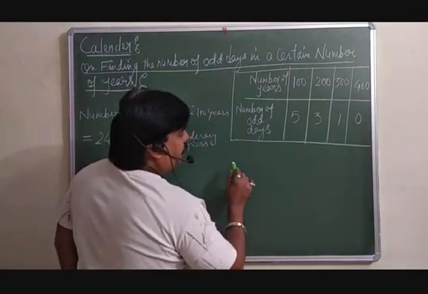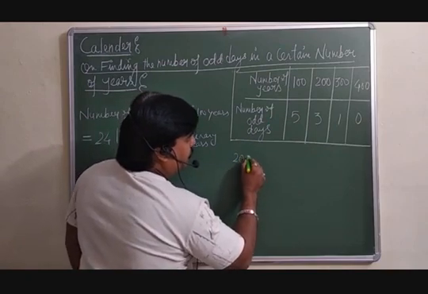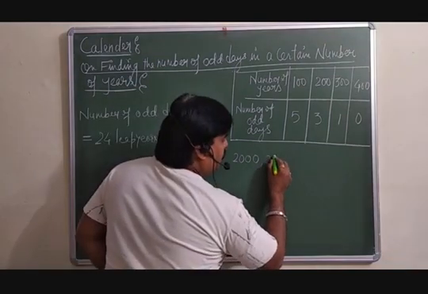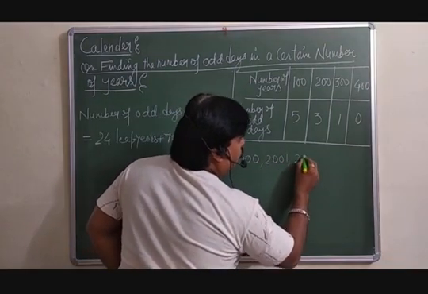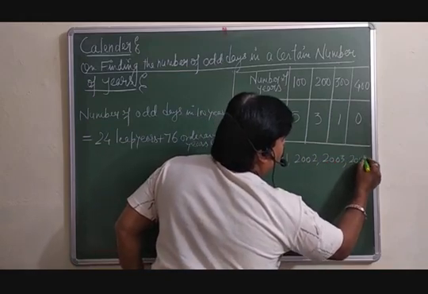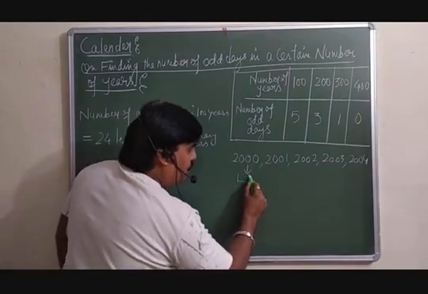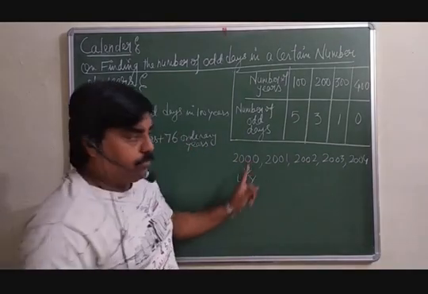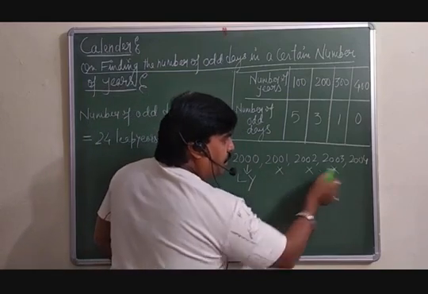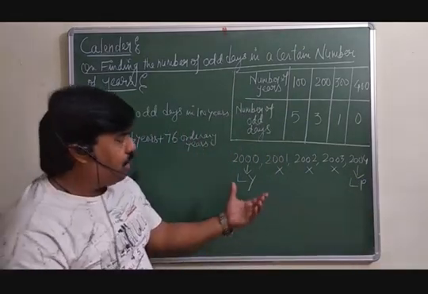If we talk about the leap year, just see now, suppose 2000 is a leap year because it is divisible by 4. Then 2001, then 2002, then 2003, then 2004 you are taking. Look here, this is your leap year because it is divisible by 4. But this is not a leap year, this is not a leap year, this is not a leap year. Again, this is a leap year.